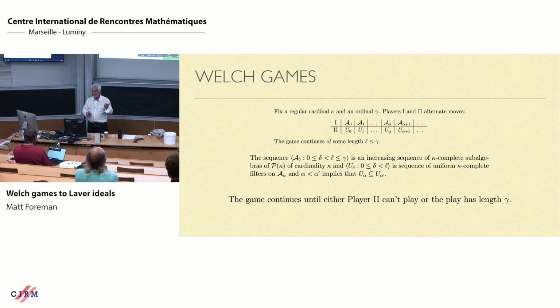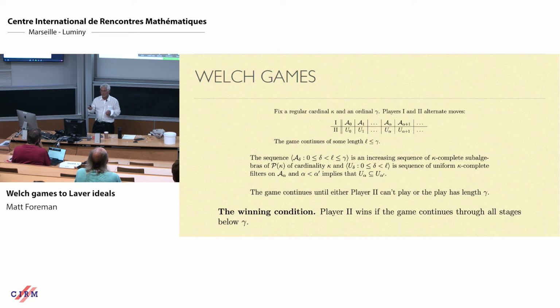So the game continues until either player 2 can't play, or the play has length gamma. So you keep playing. If player 2 can't extend the ultrafilters that she's played so far, then she loses. Otherwise, she wins if the game goes to length gamma. Okay, so at least is the game clear? So player 2 wins if the game continues all the way to gamma.